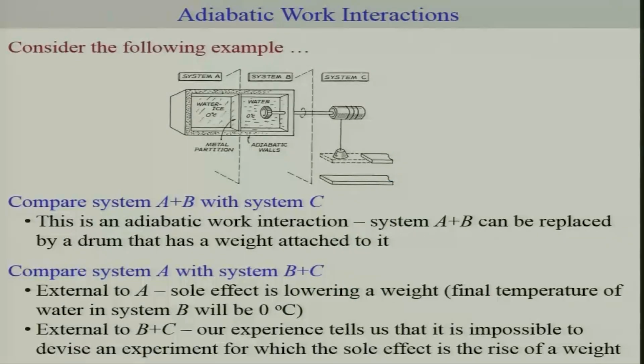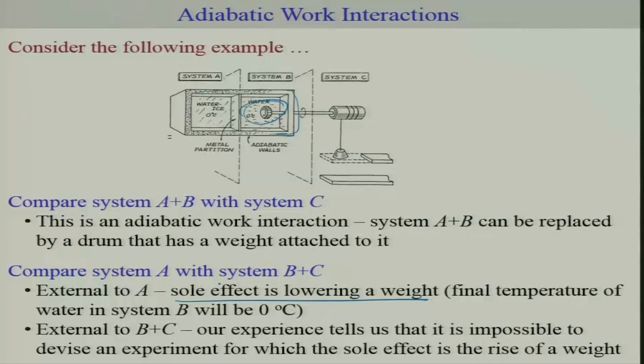Okay. Now, consider a different example where you have now system A and B, and A and B are separated by this metal partition. If you compare system A plus B together with system C, now system A plus B and C are all adiabatic walls, then essentially you can replace this whole system by a drum with a weight attached to it. But if you consider only system A, the sole effect can be considered as a lowering of weight, because essentially this system does not change any temperature, because this is a metal partition, it will essentially remain at 0 degree.